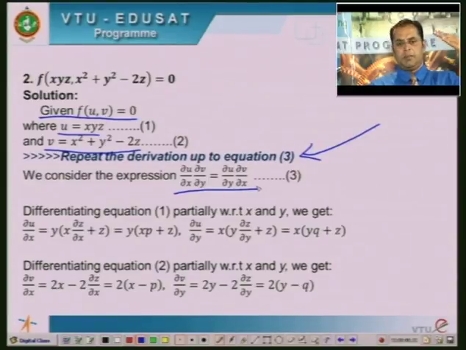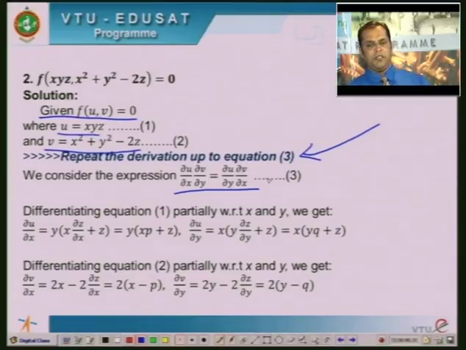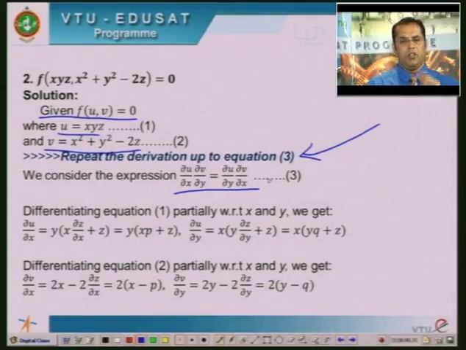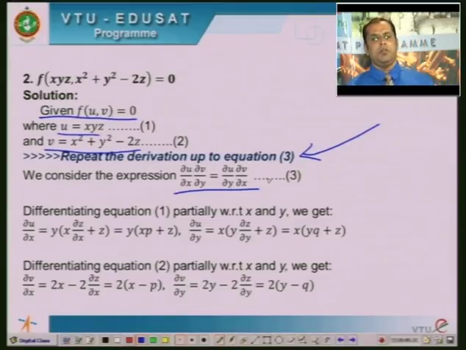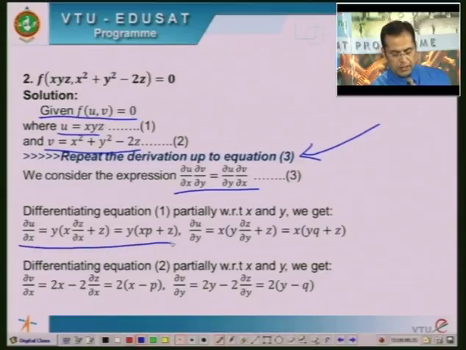By the usual process, apply chain rule and show the derivation coming up to equation 3. Now, again like in the previous example, observe that this expression does not contain f. You have already eliminated the function f, leaving out the 4 partial derivatives of u with respect to x and y and v with respect to x and y. So, first let us differentiate equation 1 partially with respect to x and y respectively.